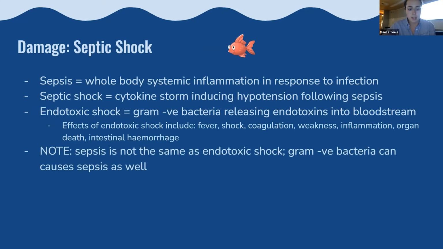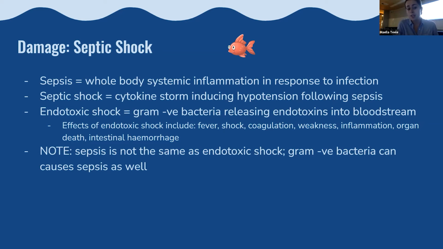And then just a note on septic shock as well. This is like the end stage of damage. If you've got septic shock, there's been a lot of damage from bacterial invaders. Sepsis is when your whole body goes into a systemic inflammation, and this is usually in response to infection. Septic shock is following sepsis. Following this systemic inflammation, which is when a cytokine storm kind of induces hypertension, and then it also follows sepsis. So this is really bad.